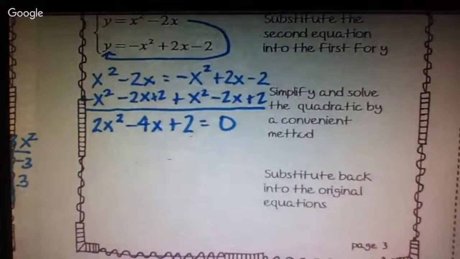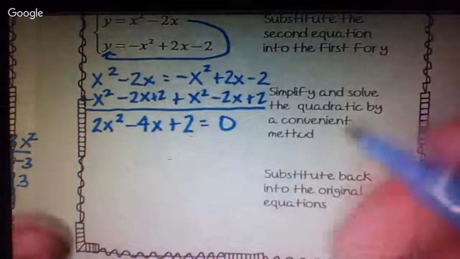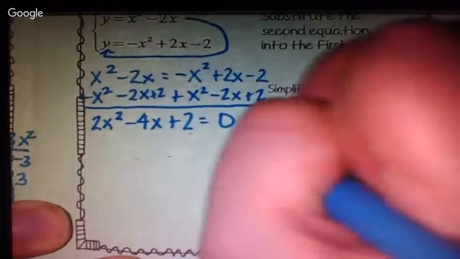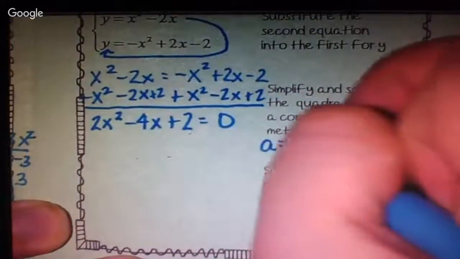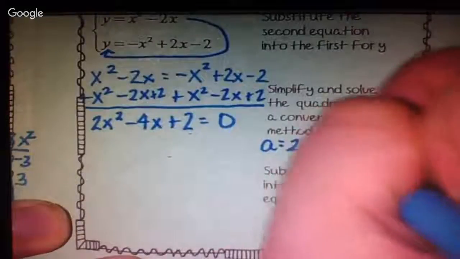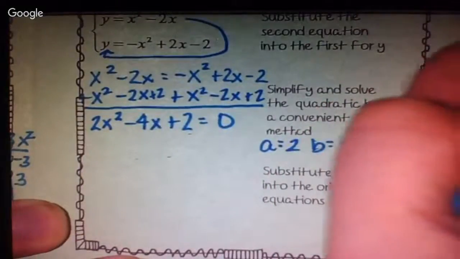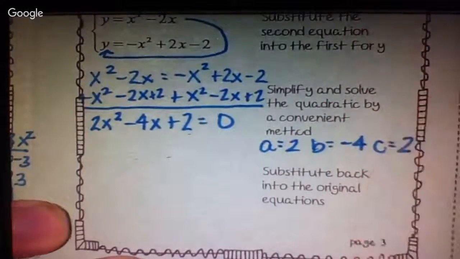Okay, simplify and solve the quadratic by convenient method. So that means we need to factor or use the quadratic formula. What do you want to do with this one? B. X equals. Okay, so we want to do the quadratic formula. So that means I need my A value, which is 2. B is -4. C is 2.